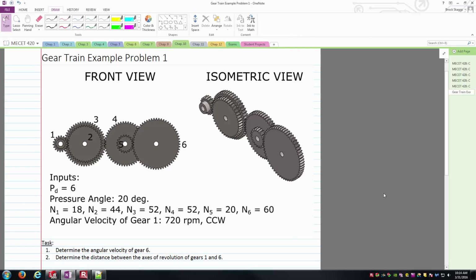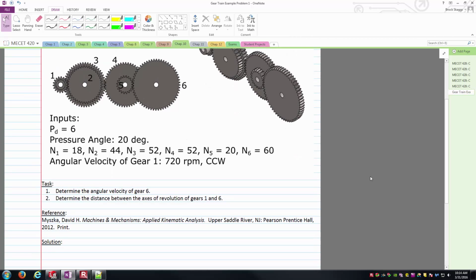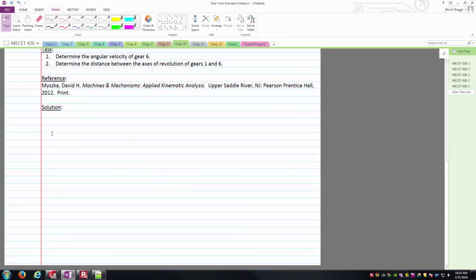Finally, our known input angular velocity: say we've got an electric motor attached to the shaft, which is attached to gear 1. It is turning at 720 RPM in the counterclockwise direction. What is the angular velocity of gear 6? And also, what is the distance between the shafts of gear 1 and gear 6? Those are the two questions we're trying to ask. As far as where this information comes from, some of the formulas are from Zeid's text that we're using in our kinematics class, so you can get the reference for it right there. So how do we go about solving this?